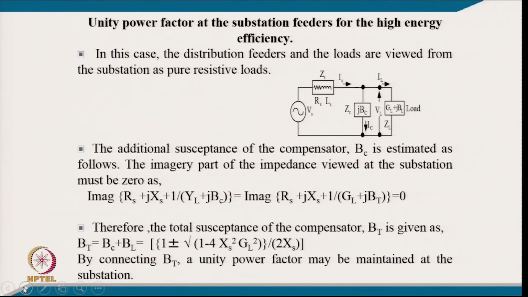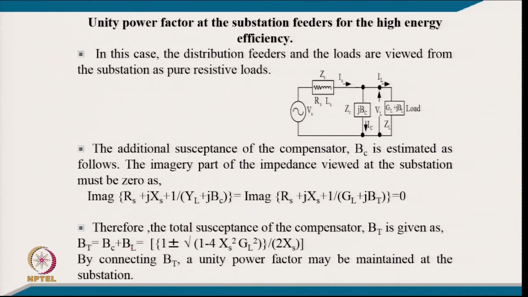Well, another case which we discussed is the unity power factor at the substation feeder for high energy efficiency. In this case the distribution feeders and the loads, from the substation, look like a pure resistive load, and we put in the compensator. The additional susceptance of the compensator BC is estimated as follows: the imaginary part of the impedance seen at the substation must be 0. So, from that you can find out the imaginary part of this total impedance, RS plus JXS in parallel with these two elements, and therefore the total susceptance of the compensator is given as BT equal to BC plus BL.